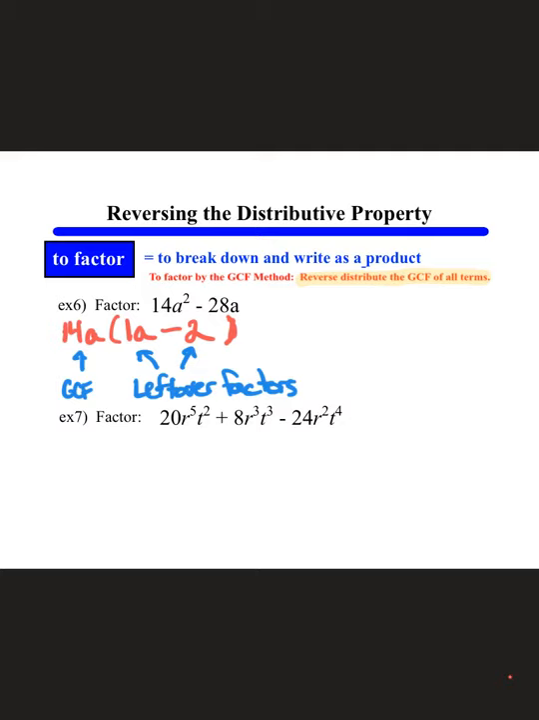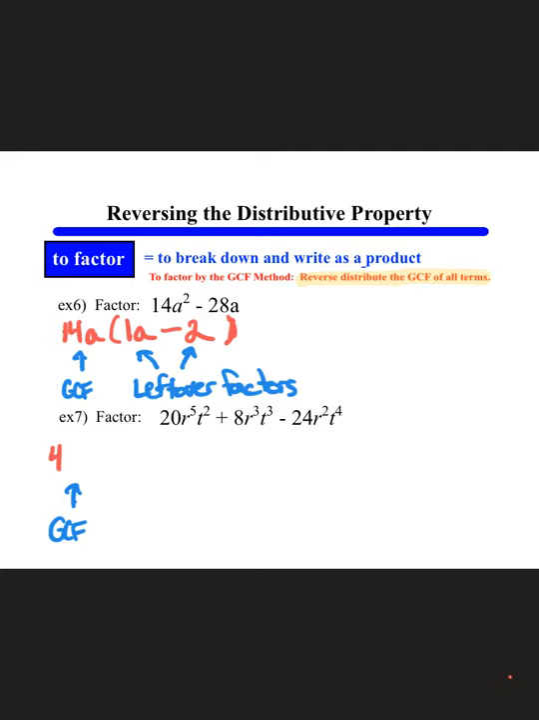Here in number 7, we have 20r to the 5th t squared plus 8r to the 3rd t cubed minus 24r squared t to the 4th. So again, I want to break it down into first my GCF. So let's look at the coefficients. Coefficients happen to be 20, 8, and 24. When I first look, I can see 20, 8, and 24 are all multiples of 4. So I think that might be my GCF. I'm going to check that.